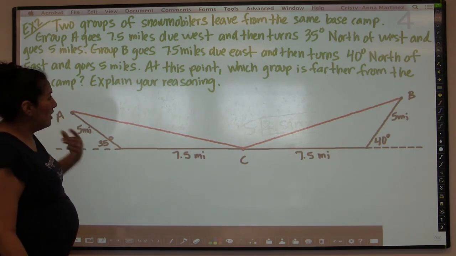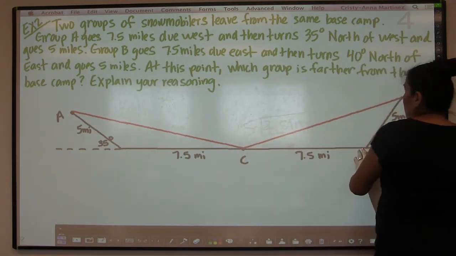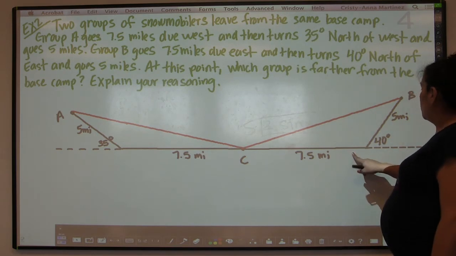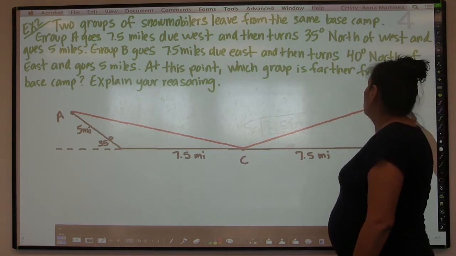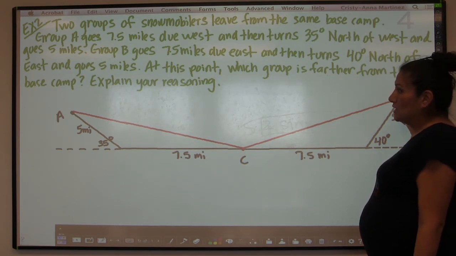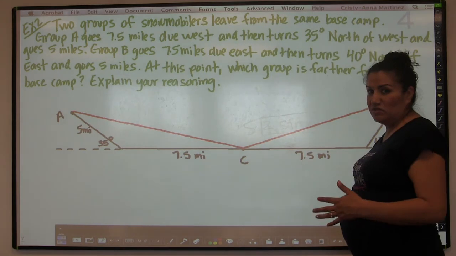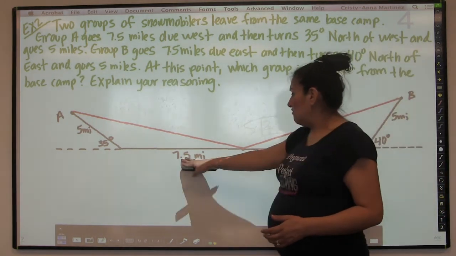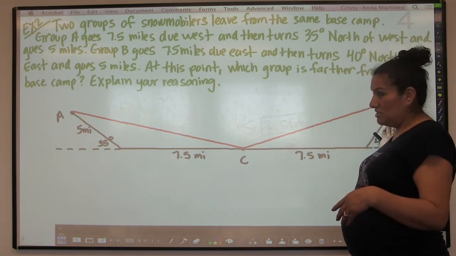Group B does pretty much the same thing, but they start off going due east. So they go this direction, 7.5 miles. And then they turn at a 40-degree angle north of the eastward direction, and then again go 5 miles. And it's asking at this point which group is farther from the base camp. In other words, which segment is longer. Again, we can use the Hinge theorem to figure that out, because we know that two of the sides of each respective triangle are the same. We know that 7.5 and 7.5 are the same, 5 miles and 5 miles, so they're the same.